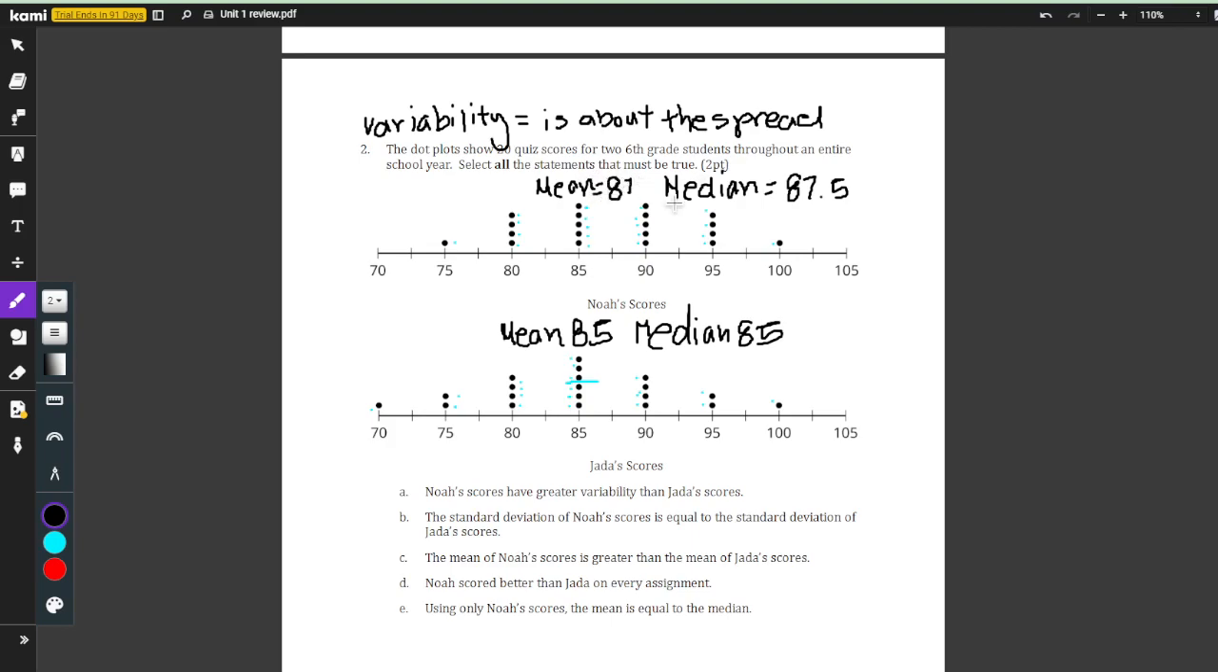Now again, we're not going to try and get accurate. We're just going to have an estimation about it. So we got the mean and the median here, both of them. So now let's take a look at what we're going to see here.